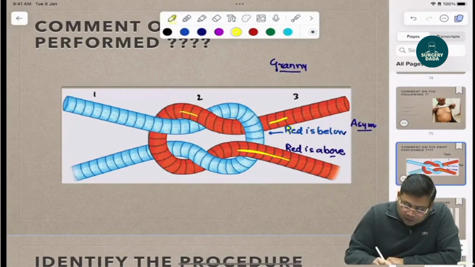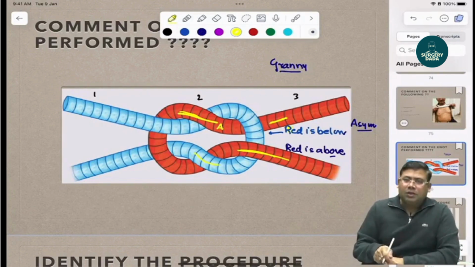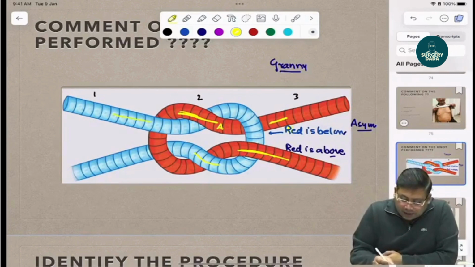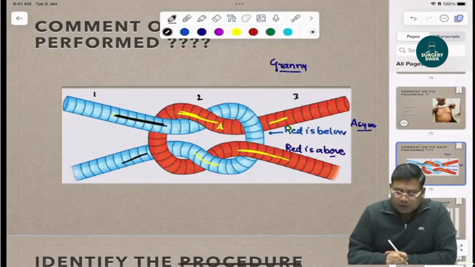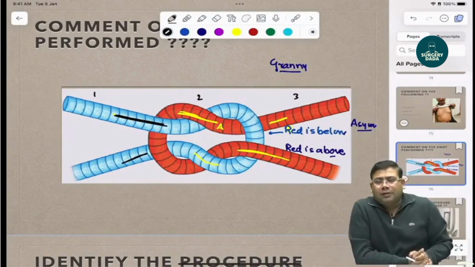Again try to understand. The red is above here. The blue is above here. So red is above, the blue is above. Again this is asymmetry. Again just see. The blue is above on this side, the blue is below on this side. Students, it's an asymmetrical configuration, and that is what is a granny's knot.